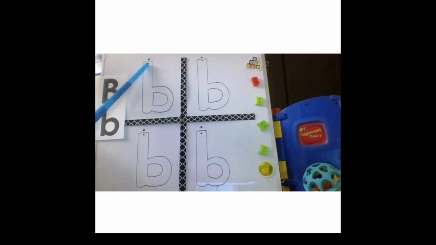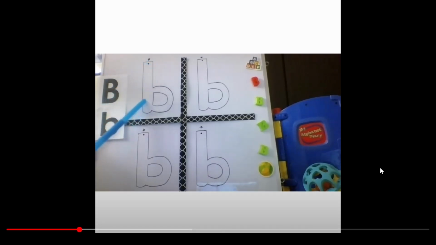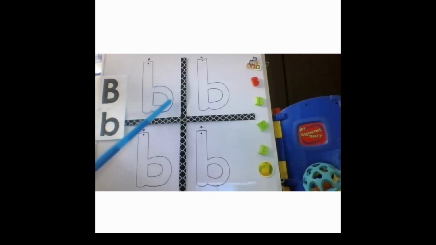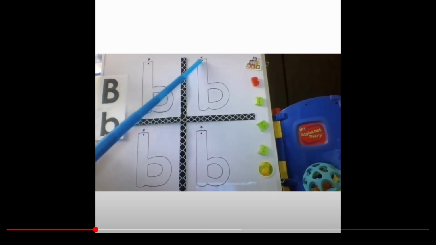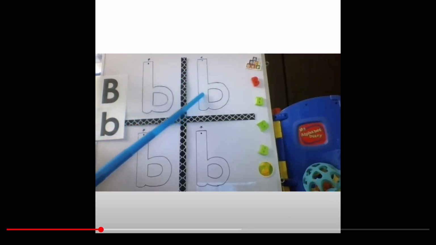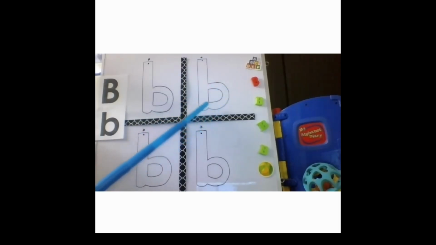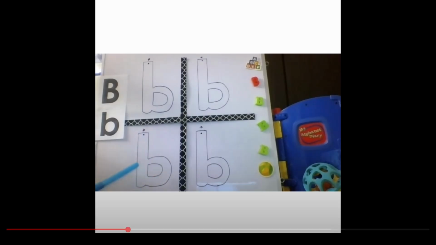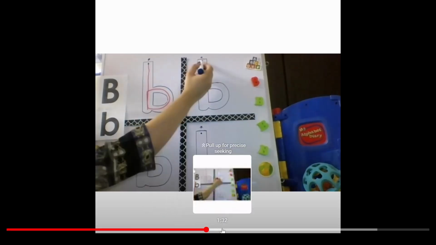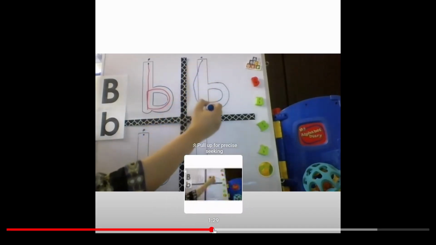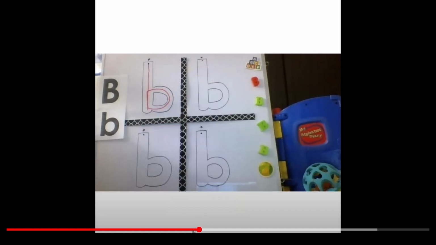Now repeat. Top to bottom, up and all the way round is B. Again, top to bottom, up and all the way round is B. One more time. Top to bottom, up and all the way round is B.